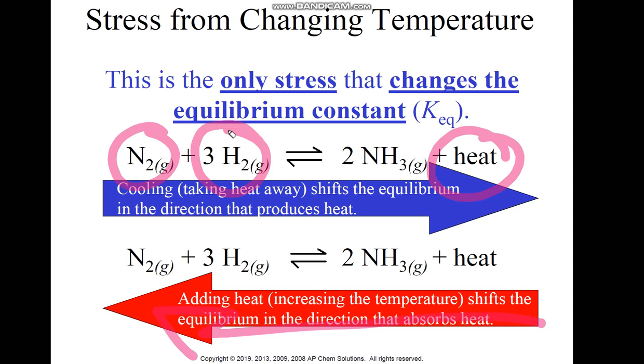So I hope this helps you understand a little bit more about equilibrium and Le Chatelier's principle, and I will see you guys in the morning to do some practice problems.